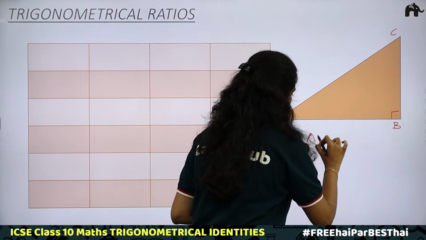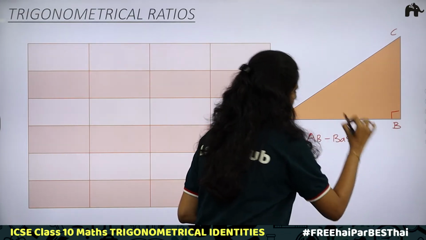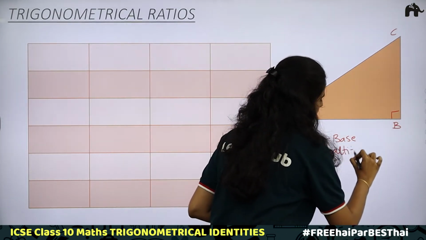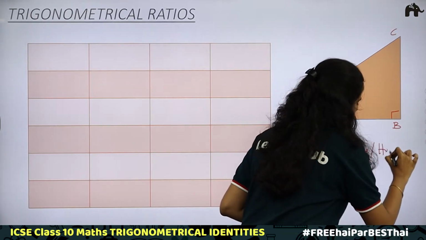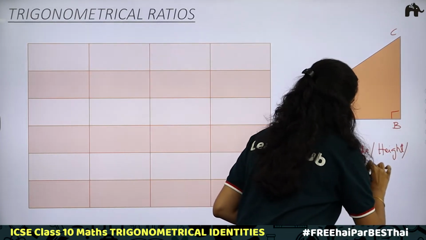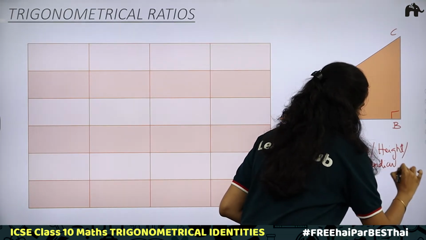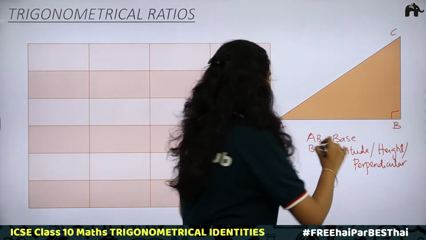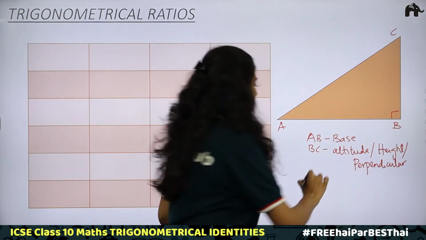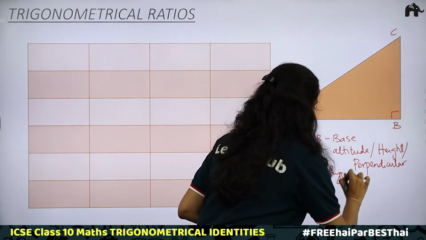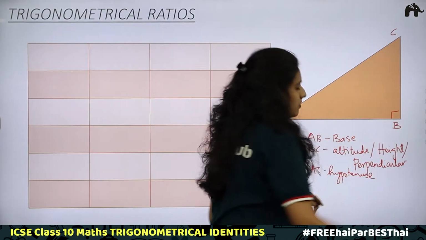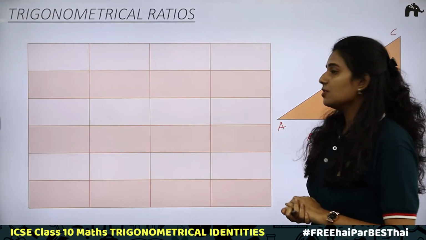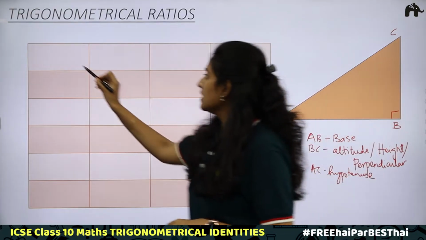What is AB? AB is the base. BC, we can call this as the altitude or height or perpendicular. Then we have AC. AC is the side opposite to 90 degree and this is the longest side of the right triangle. AC is the hypotenuse. We'll be discussing 6 trigonometrical ratios. We have already discussed in the 9th standard classes. So, we'll start with the first trigonometric ratio which is sine.